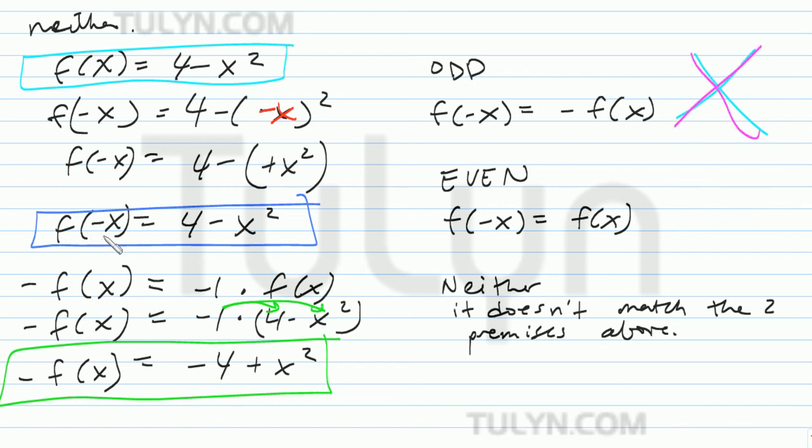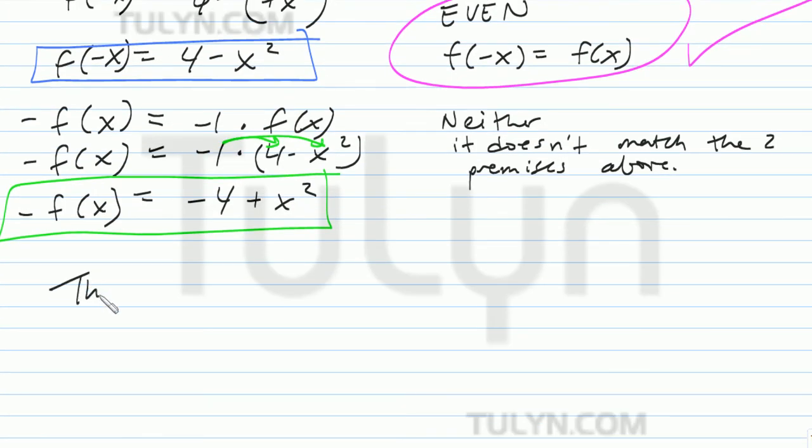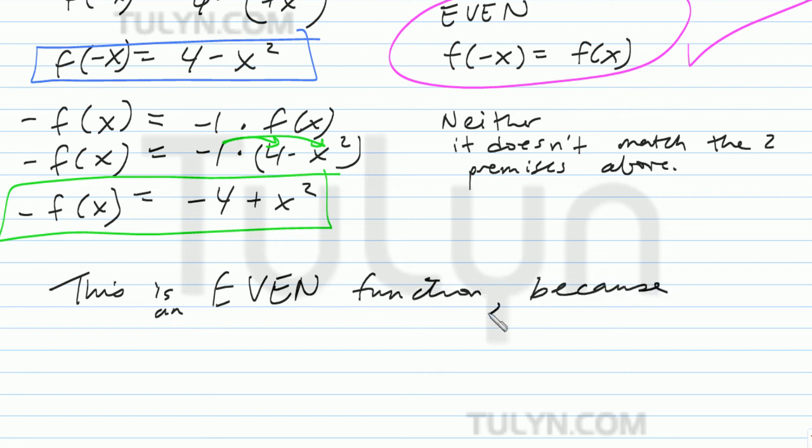Even: f of negative x is equal to f of x. 4 minus x squared is f of negative x, and that is equal to f of x, 4 minus x squared. True. So this is even. Then what are we going to write? This function is an even function, because f of negative x equals f of x.